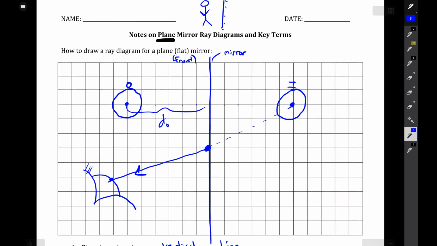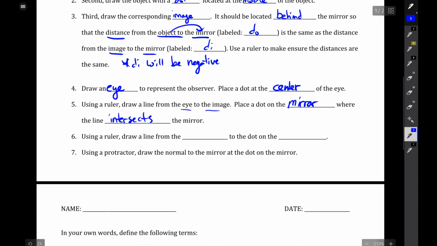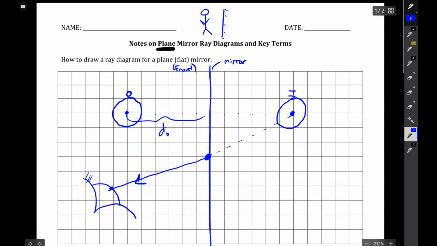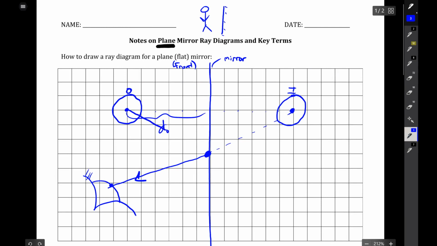What we then want to draw is the second part here. We draw a line from the object to the dot on the mirror. And this was the original incident ray. So this ray here is the original ray, so we call it the incident ray.